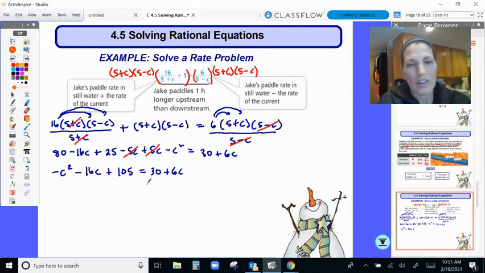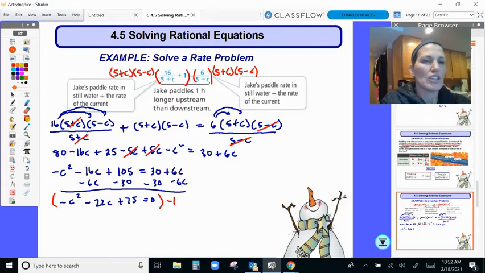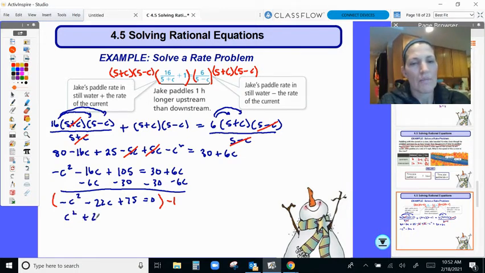Okay. So let's subtract this 30 and 6C from both sides, and we'll get negative C squared minus 22C plus 75 equals 0. Now, I don't want to have that negative C squared there, so I want to multiply everything by negative 1. That will change the sign of all my terms. So C squared plus 22C minus 75 equals 0. So now I need factors of negative 75 to add to positive 22. So that will be (C plus 25)(C minus 3).